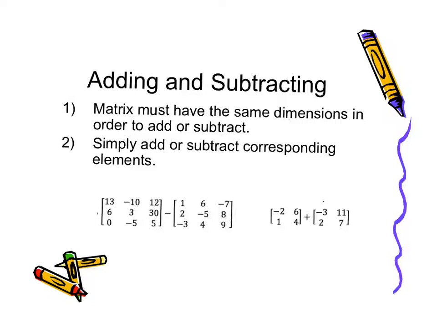Watch your signs there. In the second one, we would do the same thing, except we are adding, and we've got our 2 by 2 plus another 2 by 2. So think about what your answers are going to look like. Yep, you are going to get a matrix that looks exactly like the ones you were adding or subtracting.